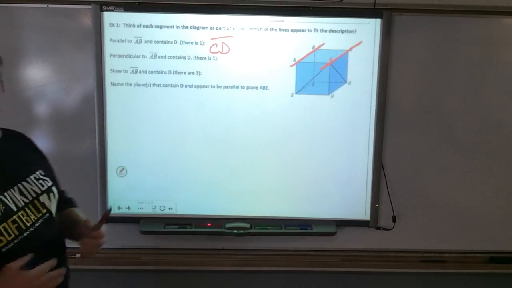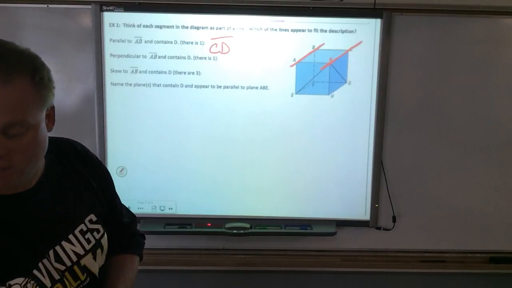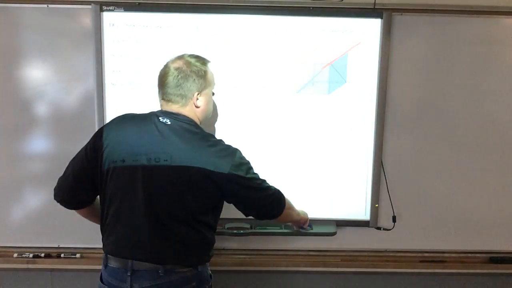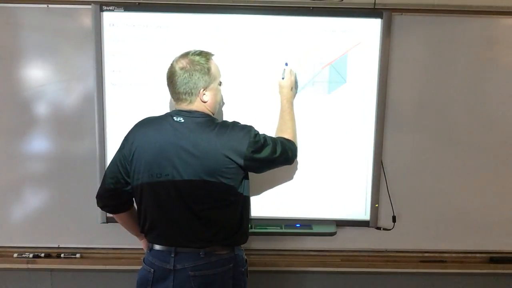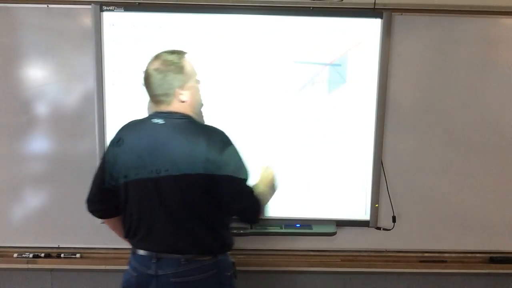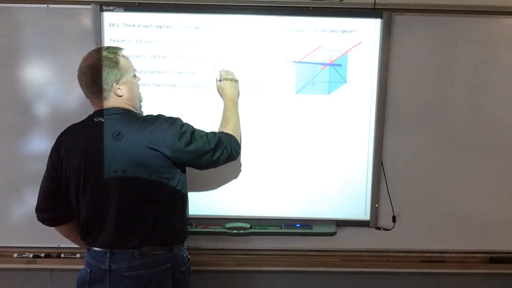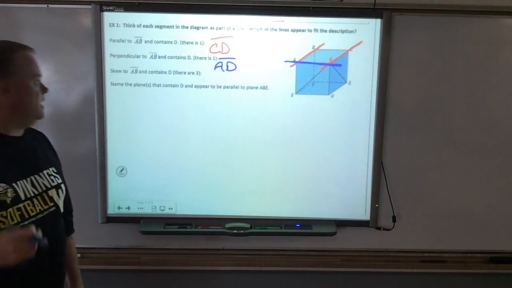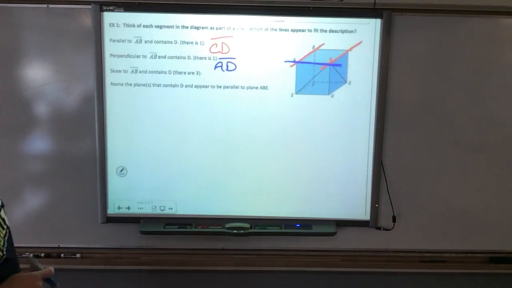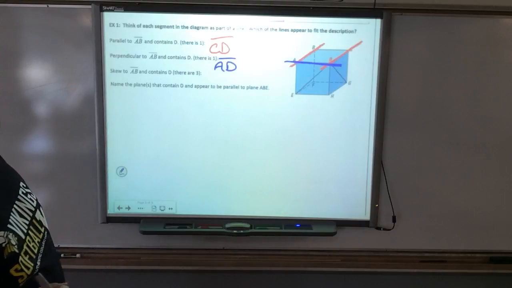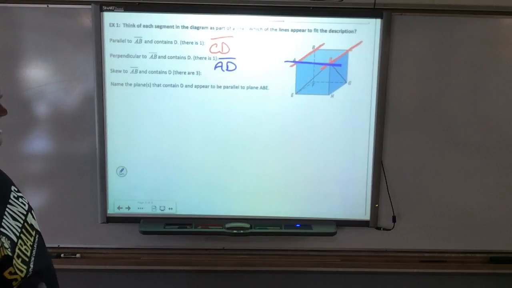Perpendicular to line segment AB, and it contains D. Remember, perpendicular crosses, and it crosses where it forms a 90-degree angle. Well, to me, going through point D and perpendicular to AB is going to be this line right there. So it would be line segment AD that is perpendicular to line segment AB going through the point D.